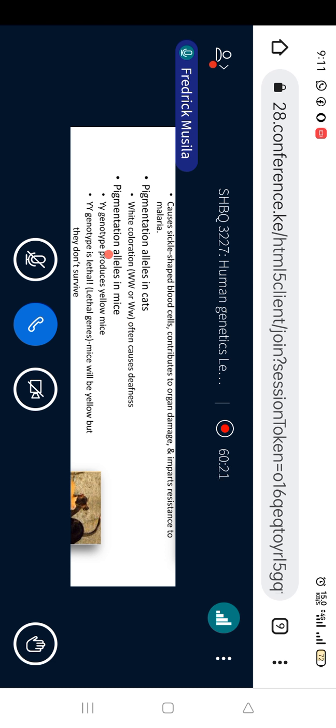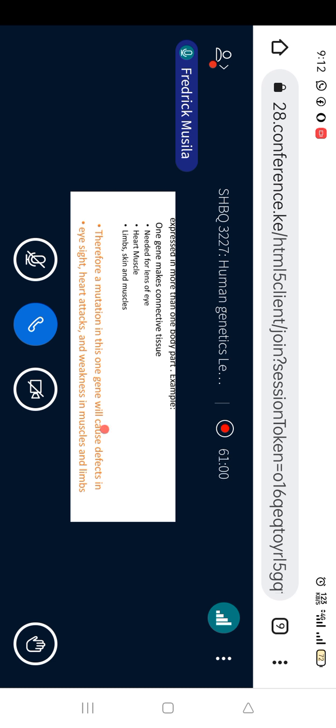Then pigmentation alleles in mice. The YY dominant gene, when it's in the homozygous dominant state, is actually lethal. So it is causing death. So you find that these mice are not even born. They die in utero. So making them yellow, only the heterozygotes will survive. The heterozygotes will survive, but the homozygotes, which are also yellow, die in utero. They don't survive.